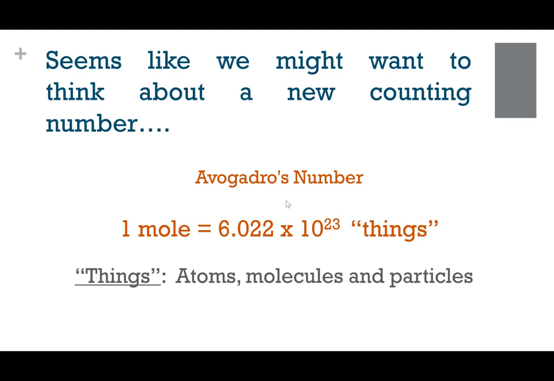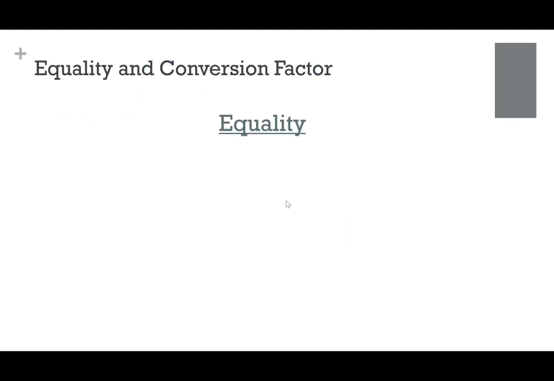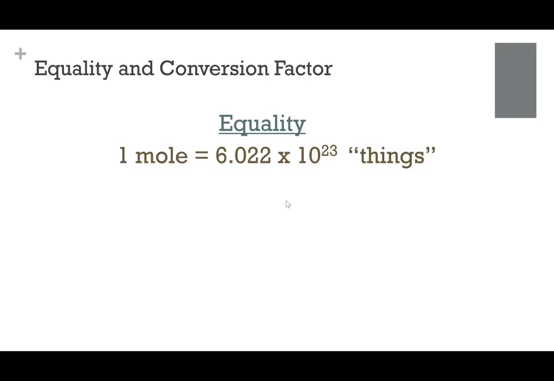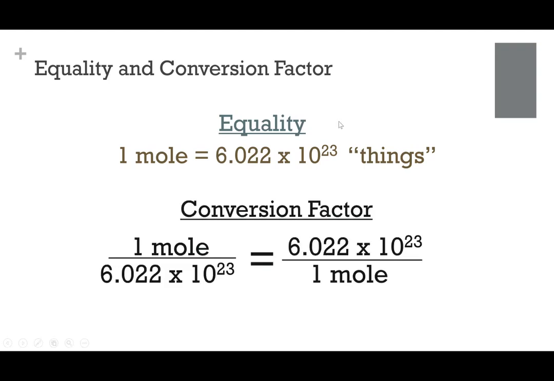So I very strategically wrote out this number to look like something that we've seen before. The way that I wrote out 1 mole equaling 6.022 times 10 to the 23rd things should make you think about an equality. And that's exactly what it is. We can use equalities to help us convert from one unit to another. So remember, the application of the equality is the conversion factor. So I write mole on top, things on bottom, or things on top, mole on bottom. So we have 2 conversion factors that come out.